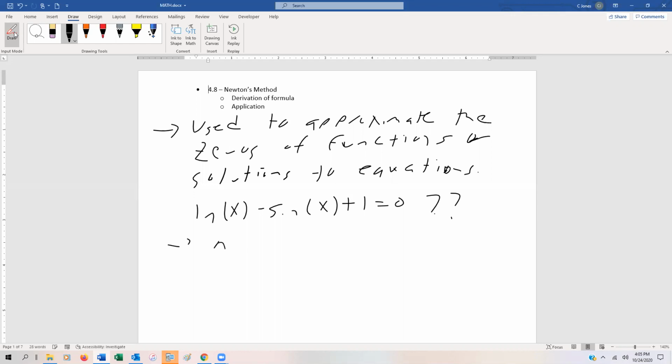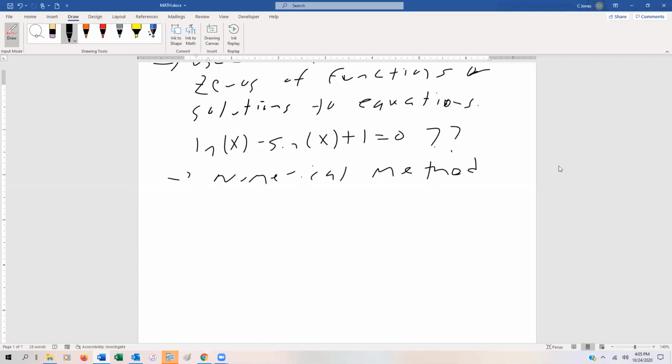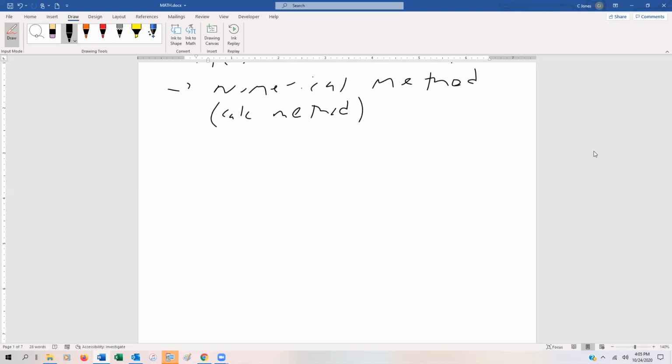It's something called a numerical method. And a numerical method is any method that does not use any sort of algebra to solve it. All right, so a numerical method is usually like a calculator type of method. So let me derive the formula so that you can see where Newton's method comes from.